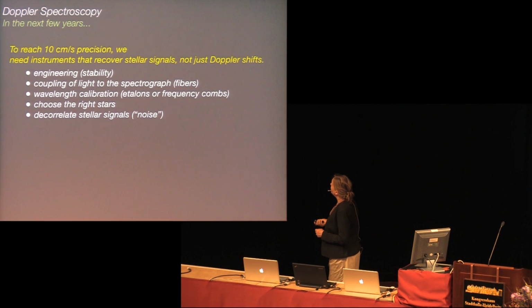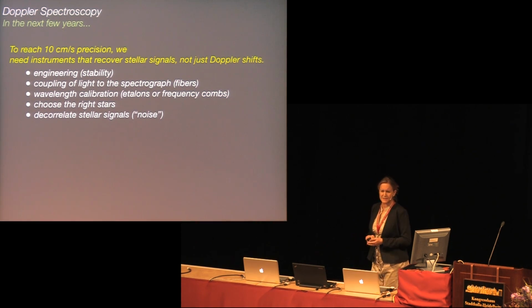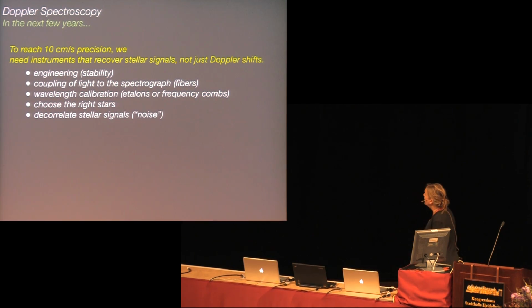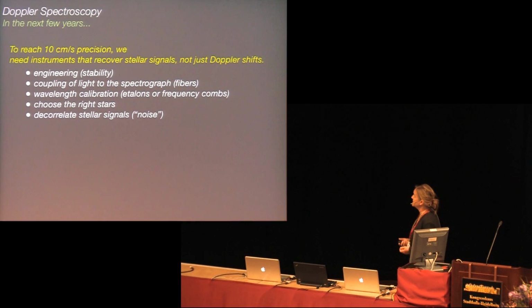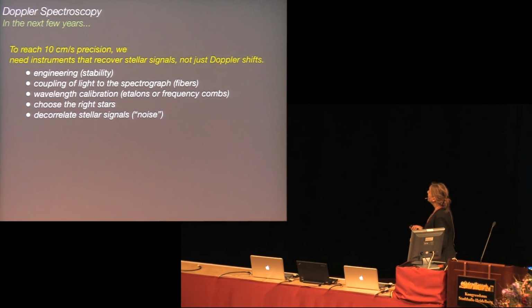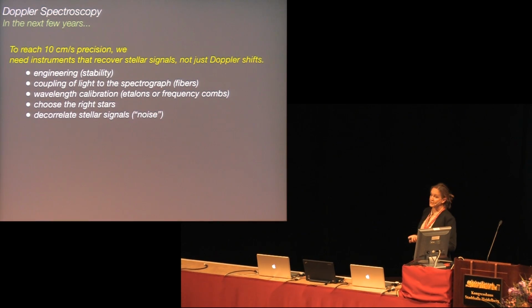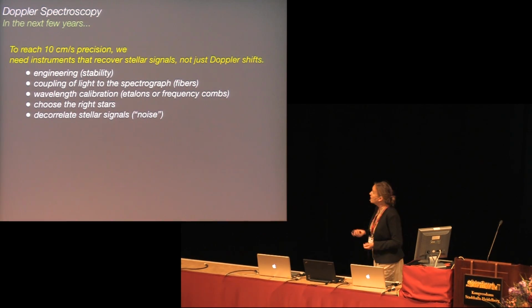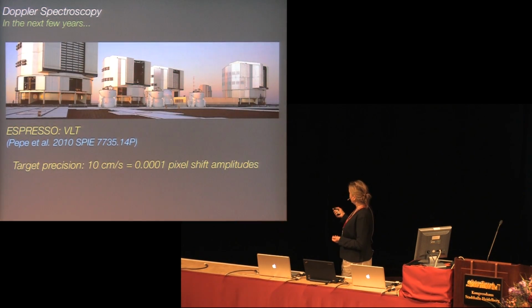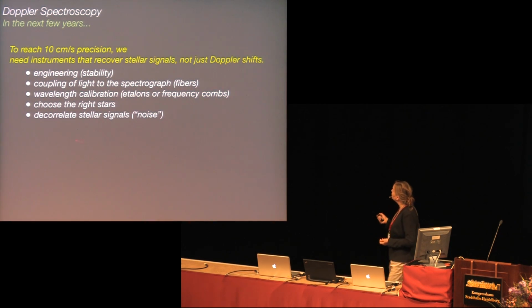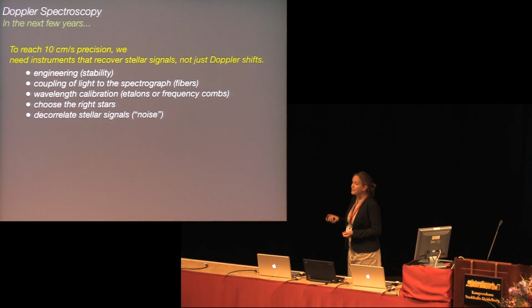This instrument, by the way, was built with $600,000 of stimulus funding money, so we could never build an instrument like HARPS that's that well engineered. So to get to the next level, to get to 10 centimeter per second precision, where I truly do believe that we can go, we need all those things that I told you about. The better engineering, coupling of light, wavelength calibration, the right stars, and we have to be able to finally solve for the floor of the stellar noise.